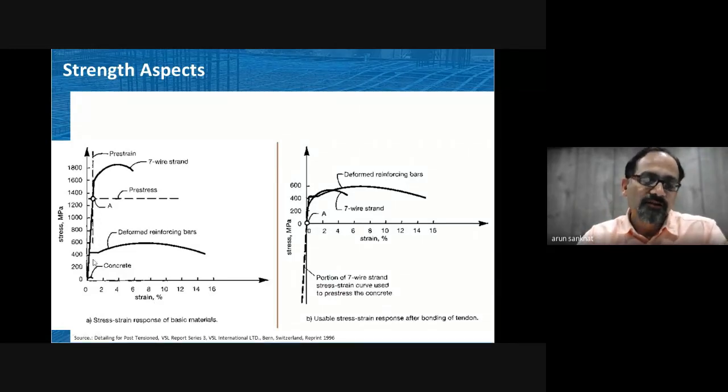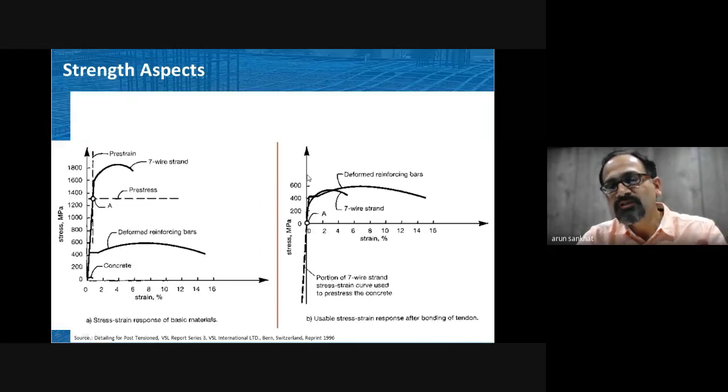Steel has a good amount of stress as well as strain, that is strength and deformation, in comparison with concrete. But the pre-stressing steel has less deformation but a good amount of strength as far as HYSD steel is concerned. So if we superimpose this while stressing, this is the usable stress strain response after bonding of the tendon. This is the basic material characteristic properties of the individual material.